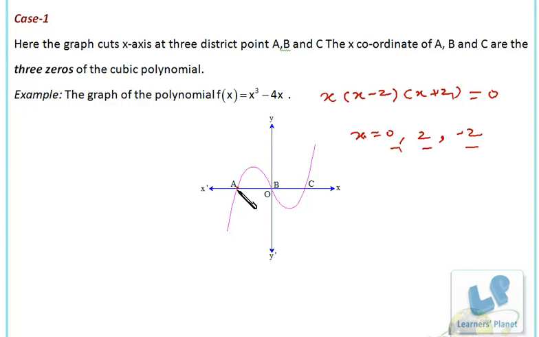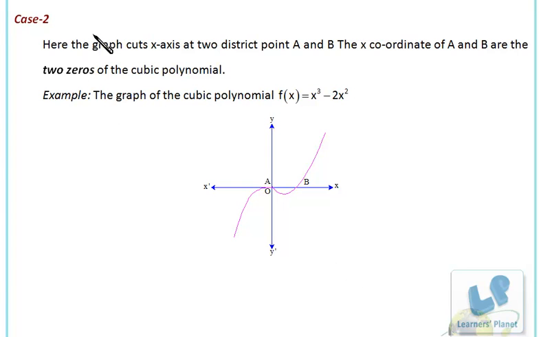So the points will be, this is minus 2, 0, this is 0, 0, and this is 2, 0, right? So the graph is intersecting the x-axis at 3 points, that is minus 2, 0 and 2. So these three are the zeros of this polynomial, that is 0, 2 and minus 2, right? So at max, for a cubic polynomial, the curve can intersect the x-axis 3 times, not more than that, okay?